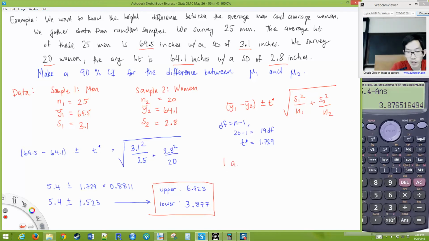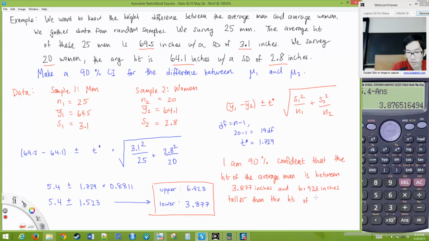I am 90% confident that the height of the average man is between 3.877 inches and 6.923 inches taller than the height of the average female. Or I should say, if I say man, I should say woman.